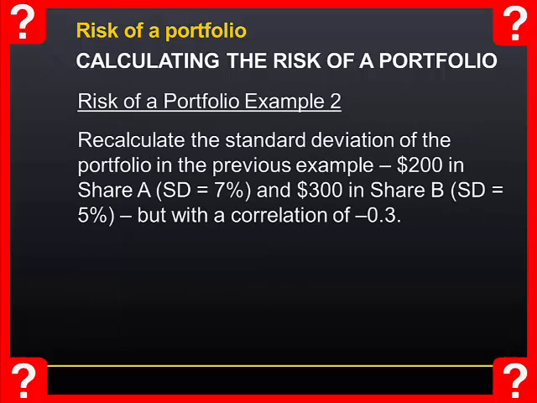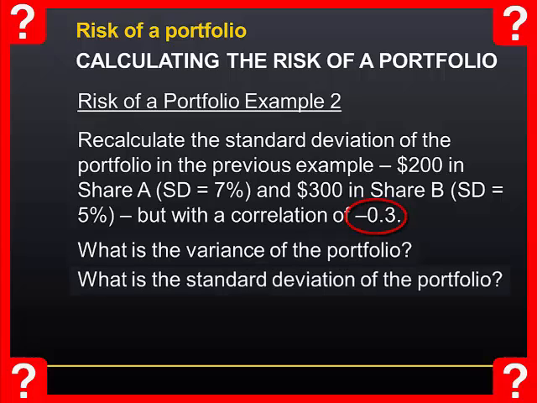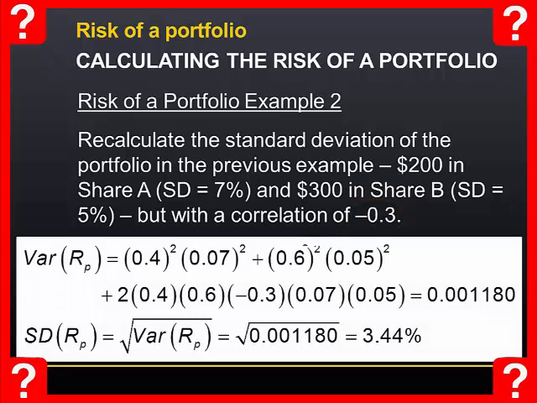This example is almost the same as the previous one. The only difference is that instead of a correlation of 0.3, we have a correlation of negative 0.3. The only thing that changes in the calculation is that the correlation has become negative 0.3. That gives us a variance of 0.00118 and a standard deviation of 3.44%.